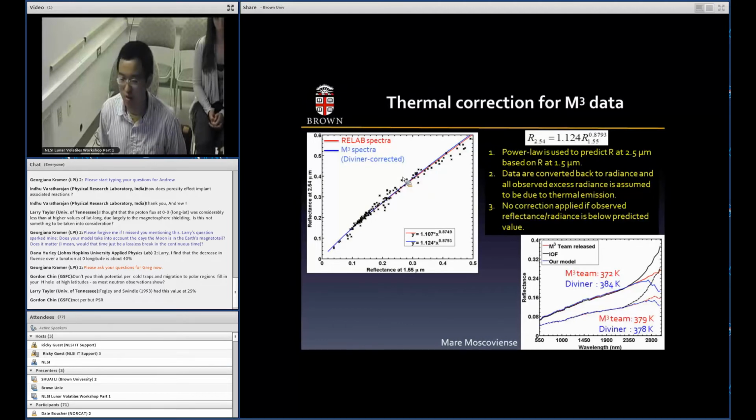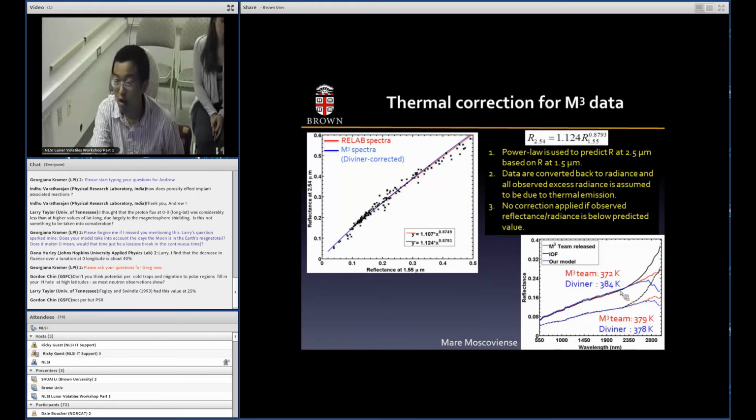First, we used the power law to predict the reflectance at 2.5 micron bands without thermal effects, based on the reflectance at 1.5 micron bands. Then the data are converted back to radiance, and all observed excess radiance is assumed to be due to thermal emission. Then we can remove the thermal effects. And if the predicted radiance is lower than the observed, we are not going to do any correction. So the bottom plot shows an example of the spectra at mid-latitude.